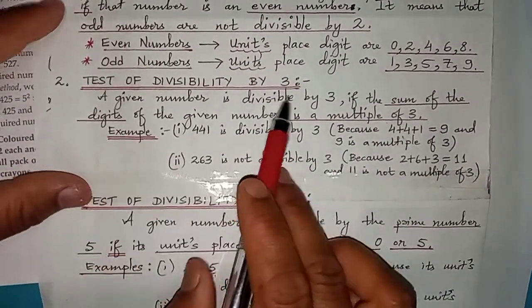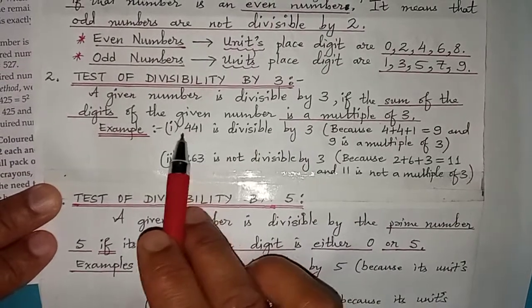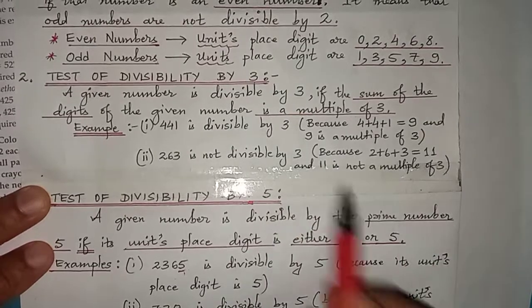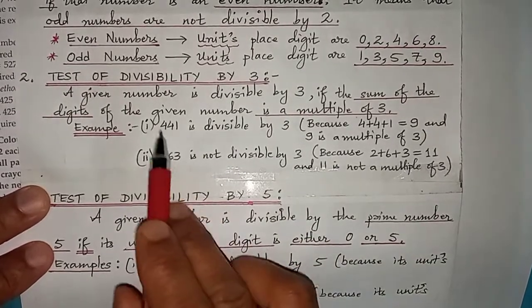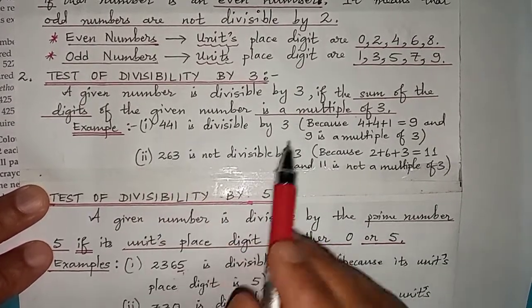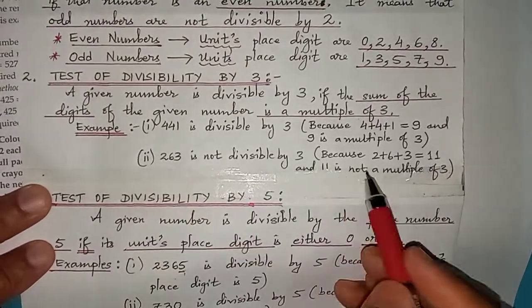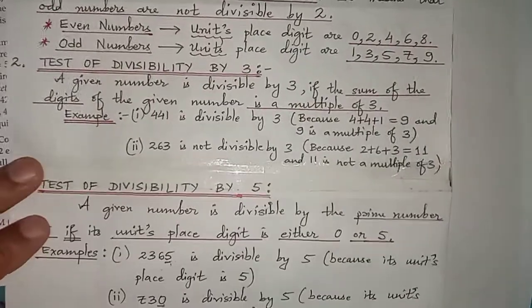To test for 3, you add the digits of the given number. If the total sum of the digits is a multiple of 3, if it comes in the table of 3, then that number is also divisible by 3. But if the total doesn't come in the table of 3, then that number is not divisible by 3. So you just have to add.